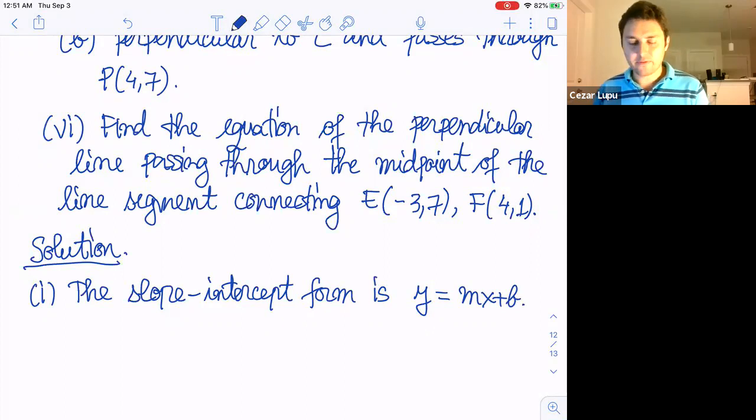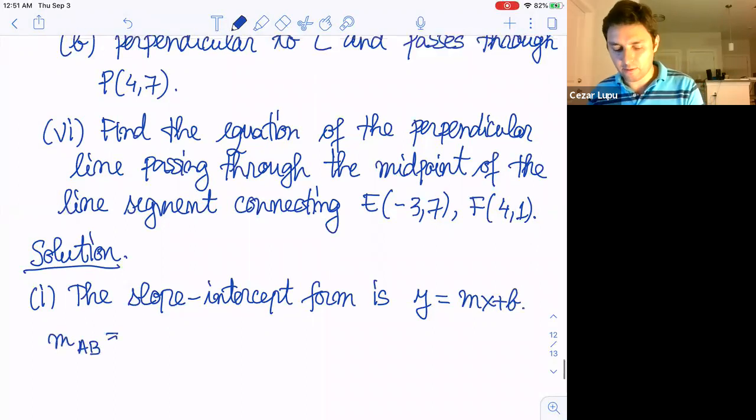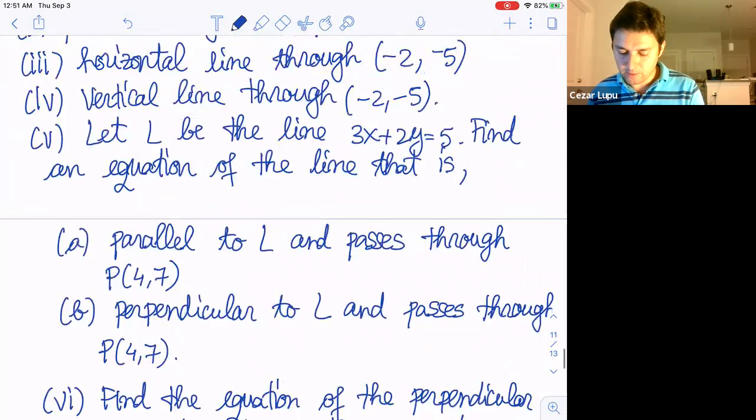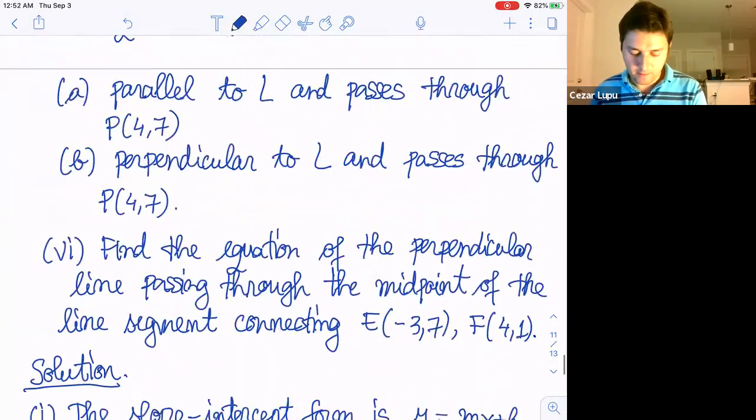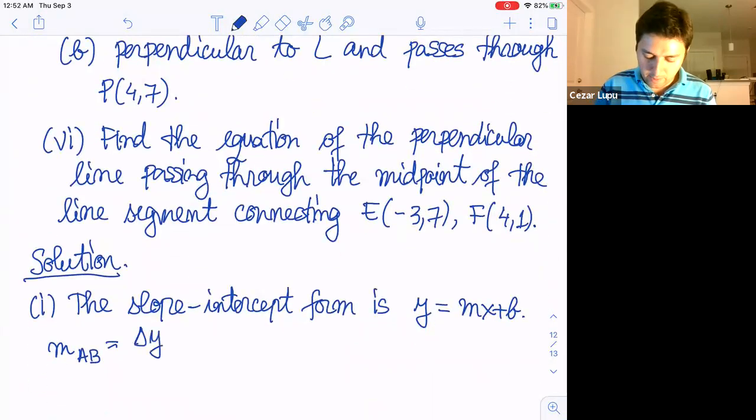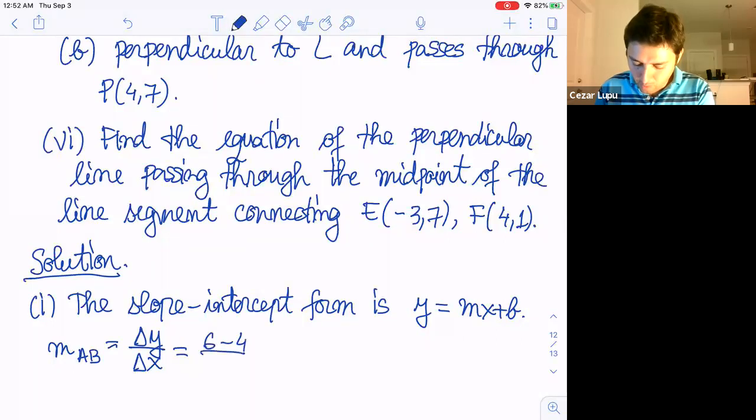Okay, and now we need to find the slope. We said that m, the slope of the line that passes through those two points, which we denoted by AB, will be delta y over delta x, which will be nothing else than 6 minus 4 over 3 minus 1. And this gives us 2 over 2, which is 1.